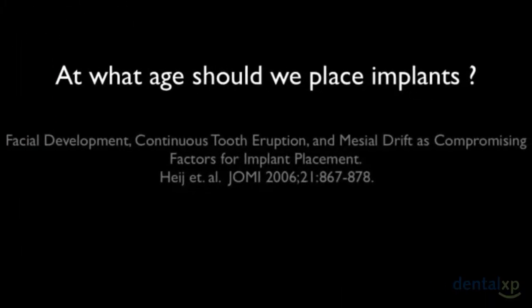So, at what age should we place implants? There is some literature, a lot of literature actually, that talks about this age. One of the articles was published by Hodge et al. in the JOMI issue of 2006, in which they gave all the factors that should be considered in facial development, continuous tooth eruption and mesial drift, for an ideal analysis of either taking the option of implant placement or going for a fixed tooth-supported restoration.